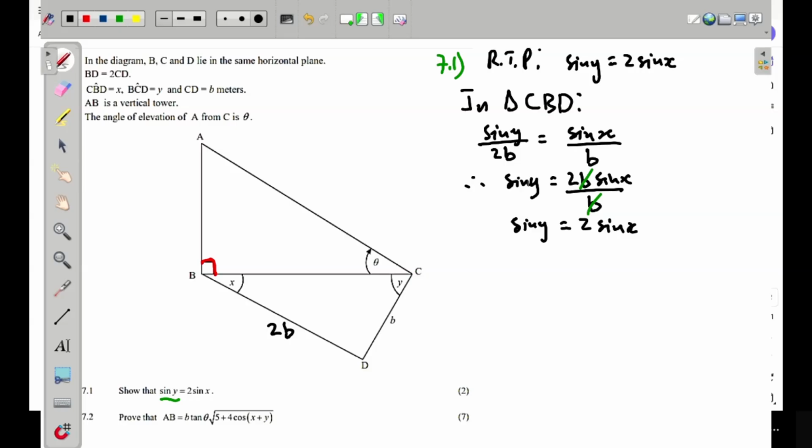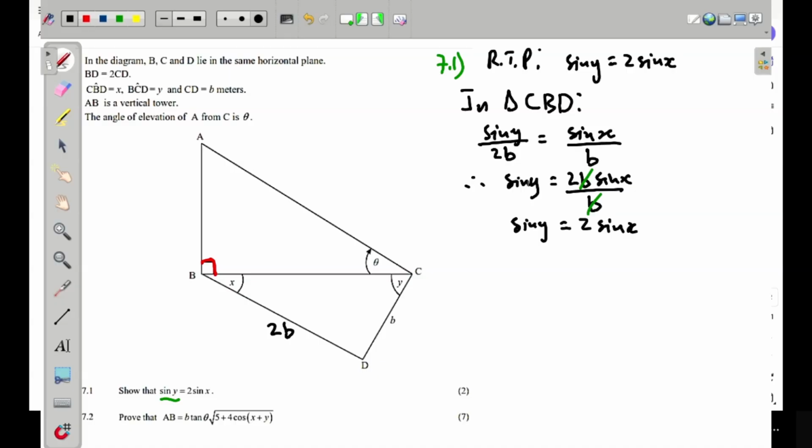So you see, when you just follow the rules, the strategies, the methods, things truly fall into place, guys. I hope you note and appreciate that. Now, next up, we want to prove that AB, which is in the right angle triangle, by the way, is b tan theta square root of 5 plus 4 cos of x plus y.